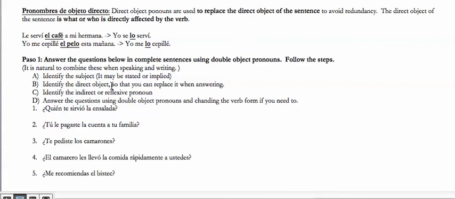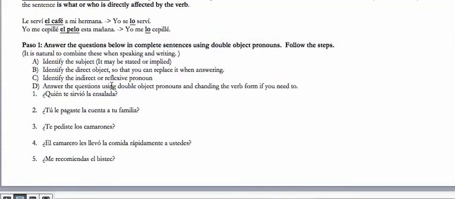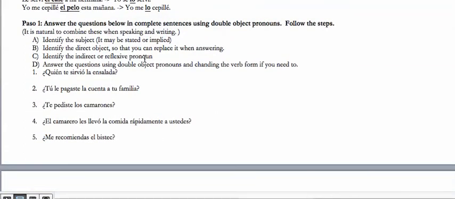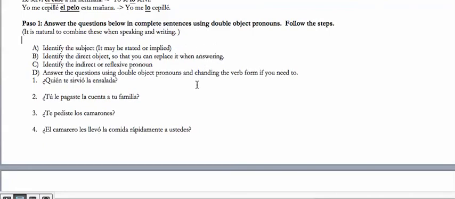Answer the questions below and complete sentences using double object pronouns. So this is the first thing I want you to do, okay? And hopefully you've watched the videos on the exercises on the super site. Hopefully you've listened to Professor Gomez before you come back and do this later, okay?